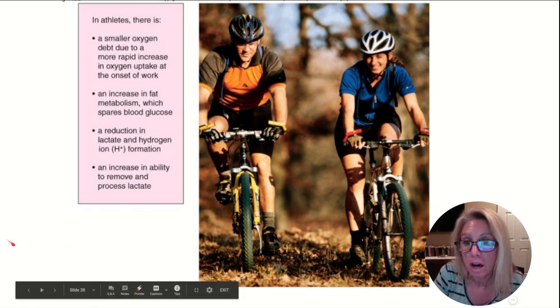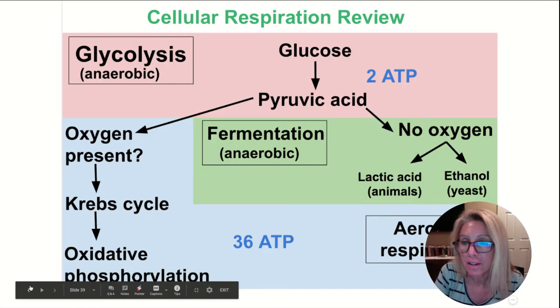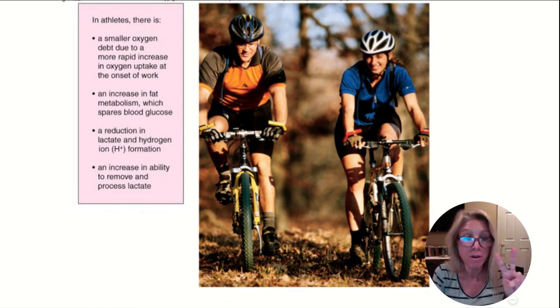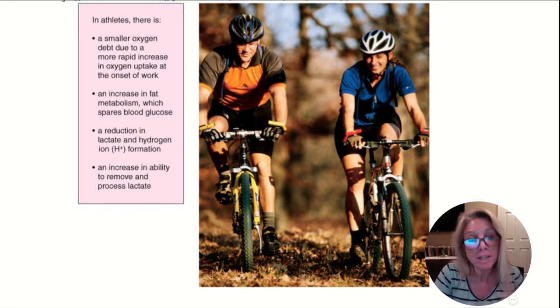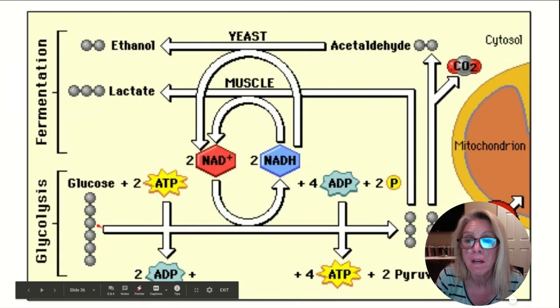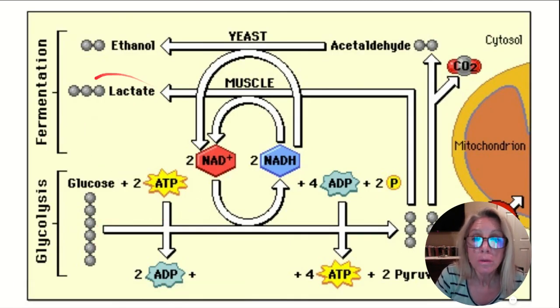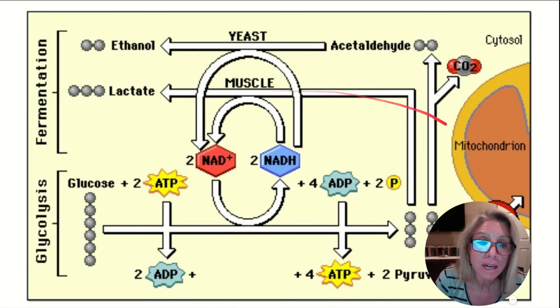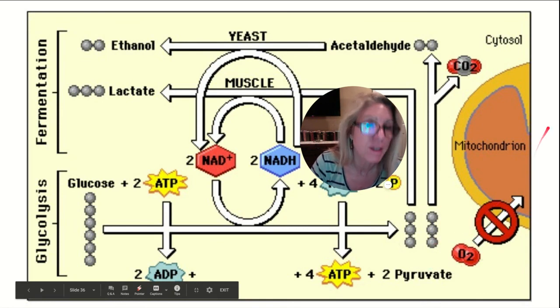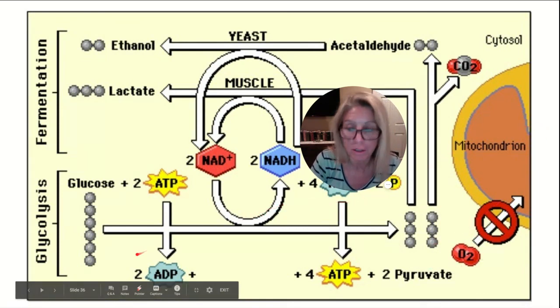The disadvantages: it only produces 2 ATP from glycolysis, which isn't enough for us, and it puts you into oxygen debt, where you're breathing heavy and you need oxygen to recover from it. When you have enough oxygen, you will take this lactate and oxidize it back into pyruvate. And then if you have the oxygen, you will send the pyruvate through the mitochondria.